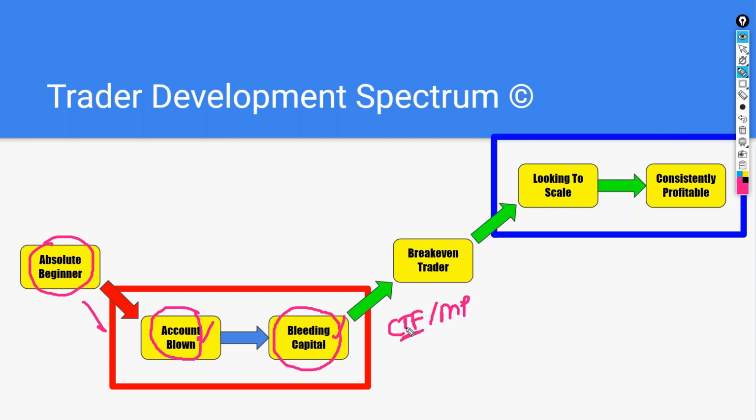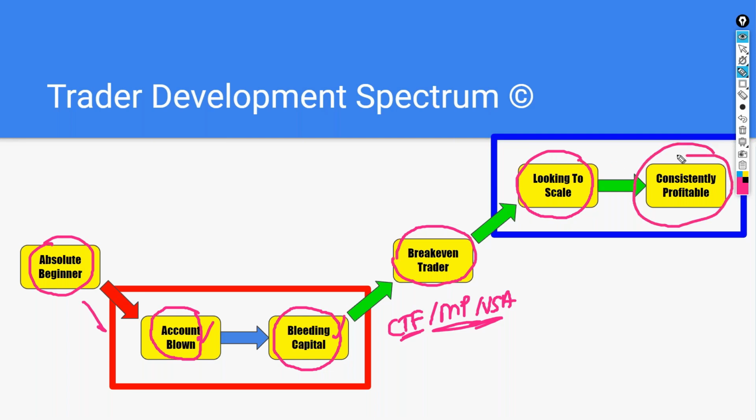CTF, market profile, VSA, starts becoming a break-even trader, starts improving. Then he starts making consistent profitability. Then he's looking to scale his capital and improve his profitability. And finally, he becomes a consistently profitable trader where he just wants to maintain the beautiful performance and become extremely rich and wealthy. One big problem is that even a beginner wants to become a consistently profitable trader.